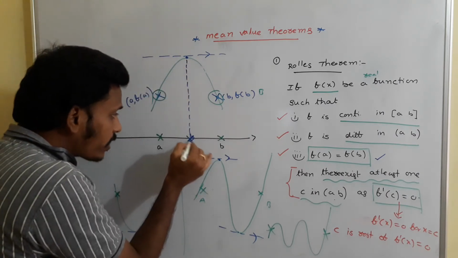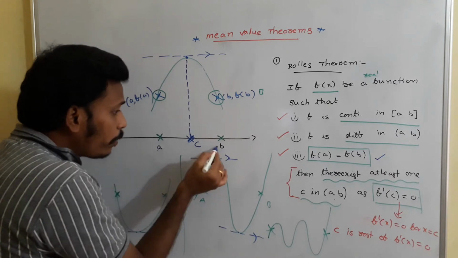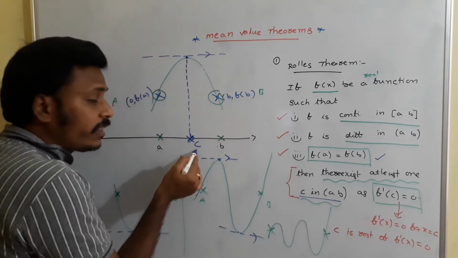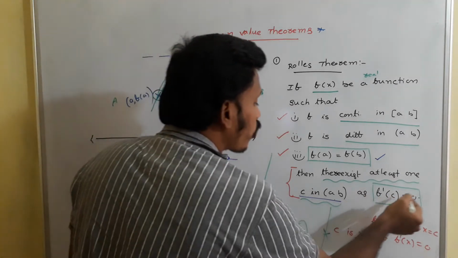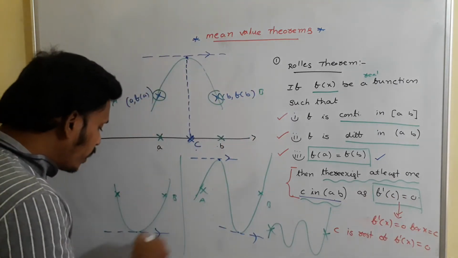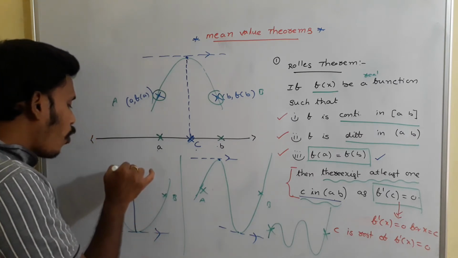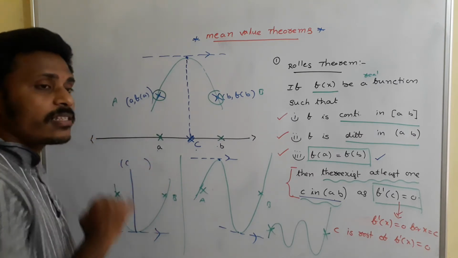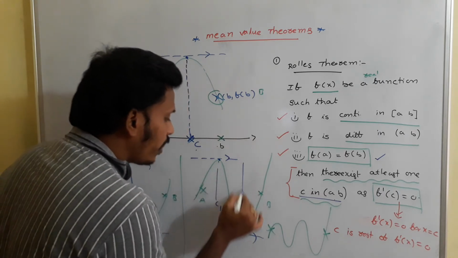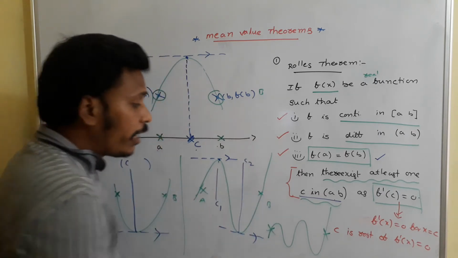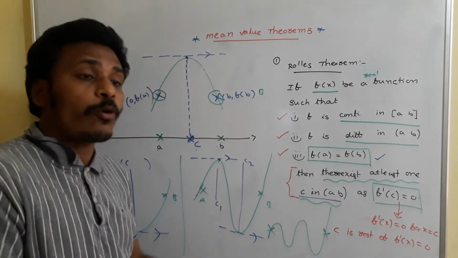So this point is our c. c is in between a and b like this. At this c, the derivative of the function is 0, so f dash of c is equal to 0. If it turns like this, corresponding to this point, there is some x value, that is c. If it rolls twice, there exist 2 possibilities for c, c1 and c2 we say. If it rolls thrice, there exist 3 possibilities for c.